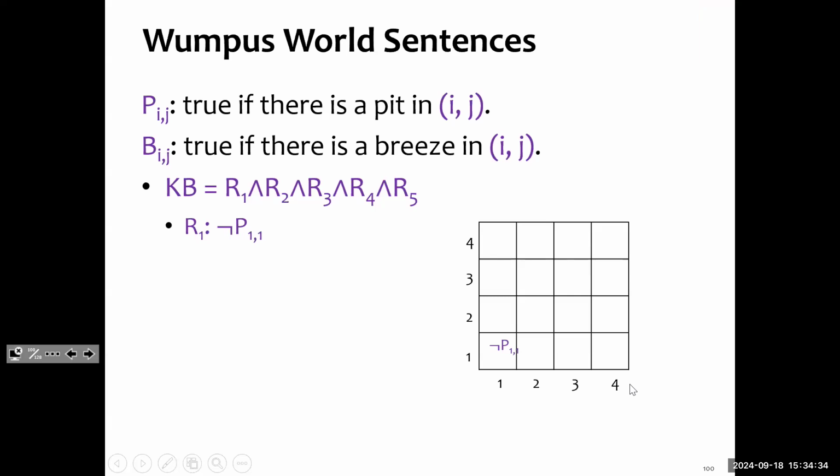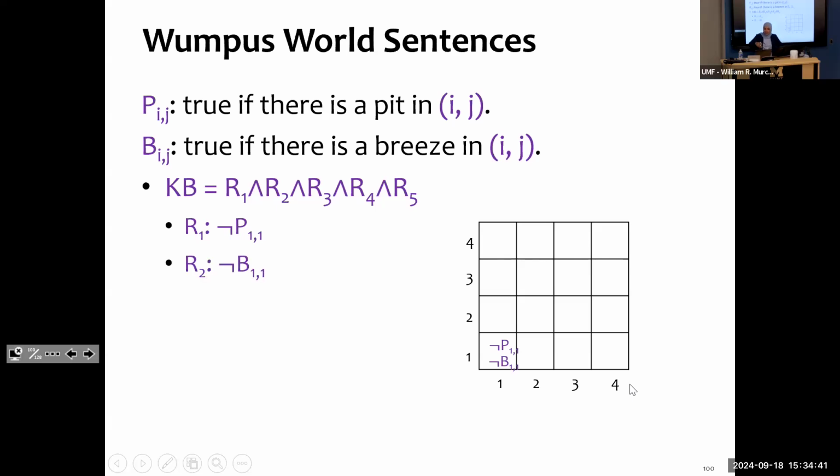Gotcha. There's also no B. We're not reaching that level, just very simple. He's there. There is no pit. That worked. Also, there must be no breeze.